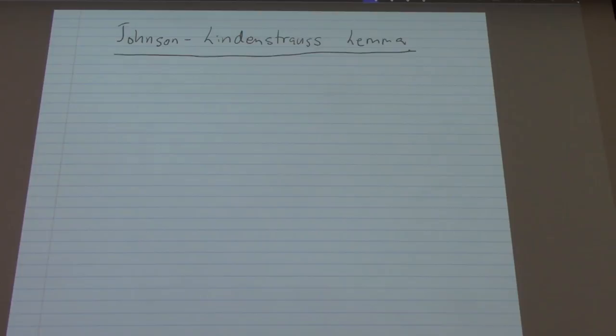It says the following. So you're given n points, p1 through pn. Some parameter epsilon. Think of this as an error parameter. These are all in some Euclidean space, which means that you measure distance by taking the sum of the squares and taking the square root. I'm not telling you the dimension of the space, it won't matter. So there are some points in Euclidean space.